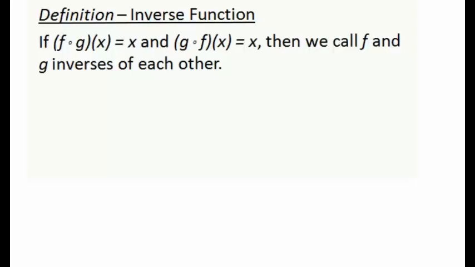If we start with a function f, and we compose with a function g, and we end up getting the function x, and this is true in the reverse direction, that is, if we take g and compose with f, and we also get the function x, then we call f and g inverse functions, or inverses of each other. Often what we do is we write g as f inverse of x.